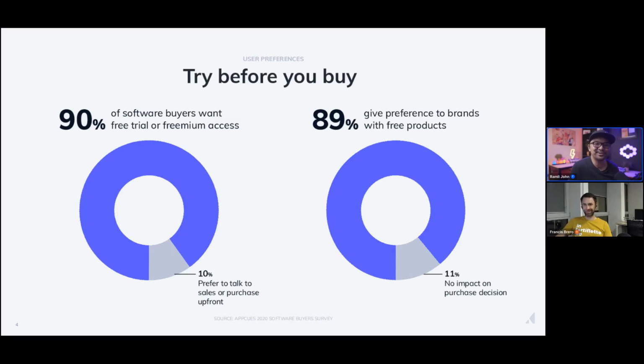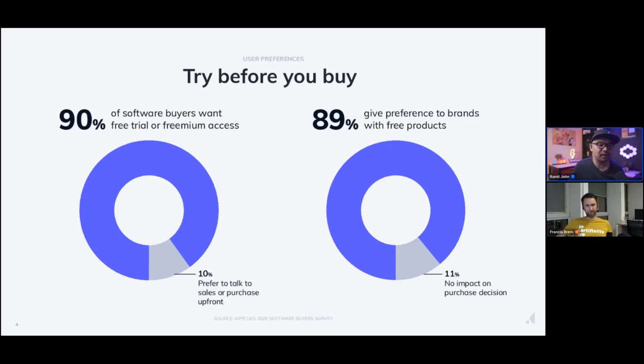Think about the last time you bought shoes. Actually, Francis, the last time you bought shoes, you probably tried them on first. Or if you're going to buy a car, you probably, hopefully, test drive it first, unless you really know what you want. But even then, I think that whole consumer side has really moved into the B2B space.